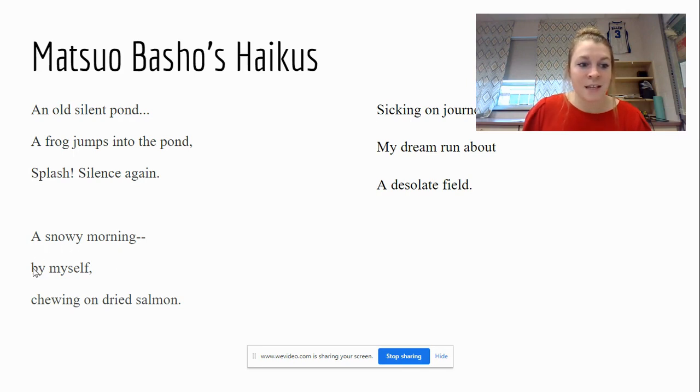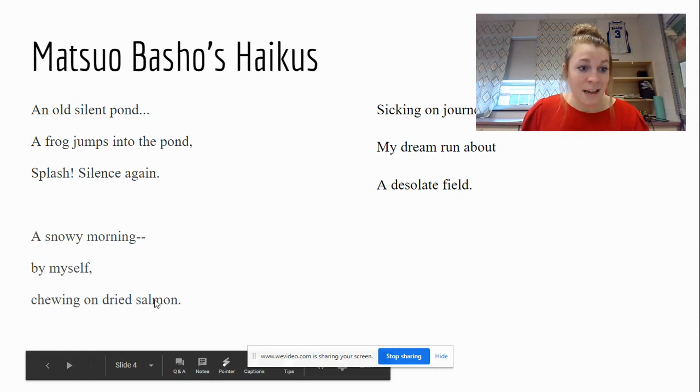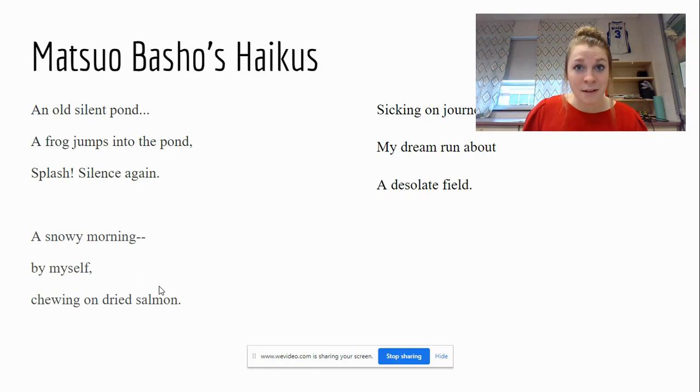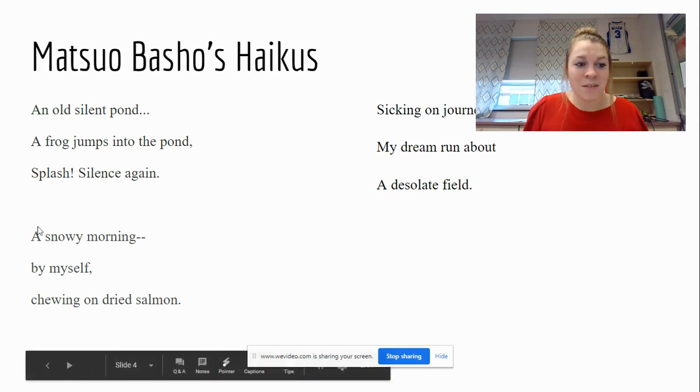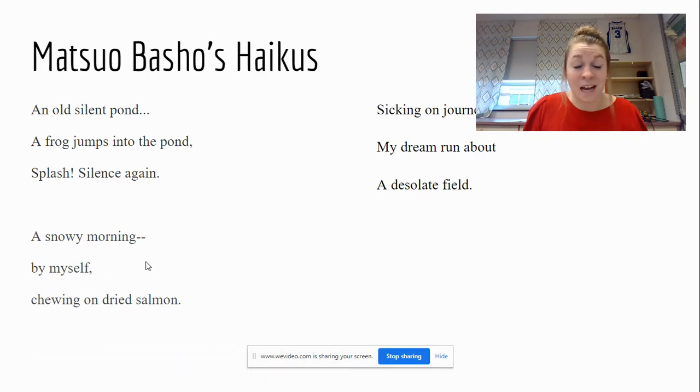And then his second line here says, by myself. So he's alone. So isolation in the cold, just kind of encapsulating that loneliness that he's feeling. And then chewing on dried salmon. If he's chewing on dried salmon, he's not eating a 5-course meal here. He's not eating the most delicious thing ever. It's kind of him salvaging what he has. So in this poem, I would say that he's really reflecting on loneliness and that he doesn't have much and he's kind of on rock bottom.